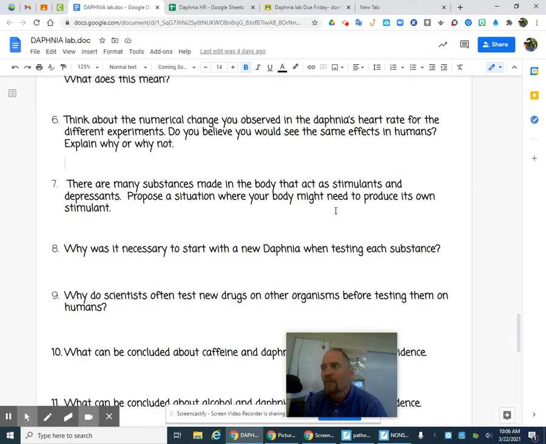Propose a situation where your body might need to produce its own stimulant. Most of you won't with the fight or flight thing, right? If you got into a situation where you had to act real quick, your body produces adrenaline. Adrenaline is a stimulant. It stimulates our body. It increases our heart rate, releases glucose into the blood, gives us energy to deal with that situation. We actually have depressants too.